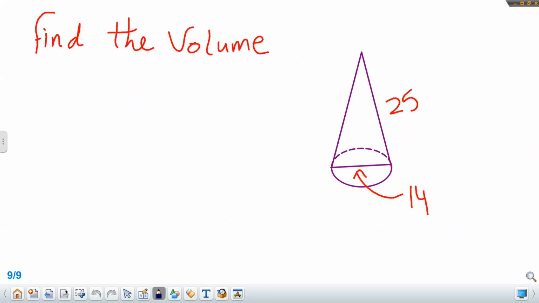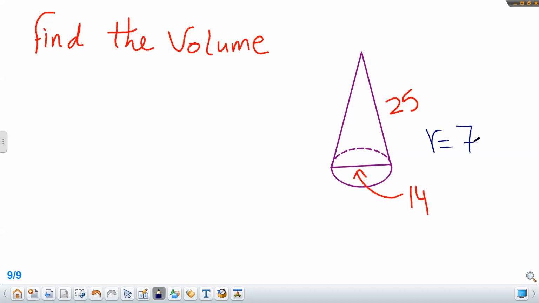For example, find the volume of the figure in terms of pi. First, we must find two things. Number one, radius. Number two, height, because you need both of them. But here, no radius, no height. But I have a diameter. If you have a diameter, you can find the radius, which is half of 14, which is 7. So what about height?